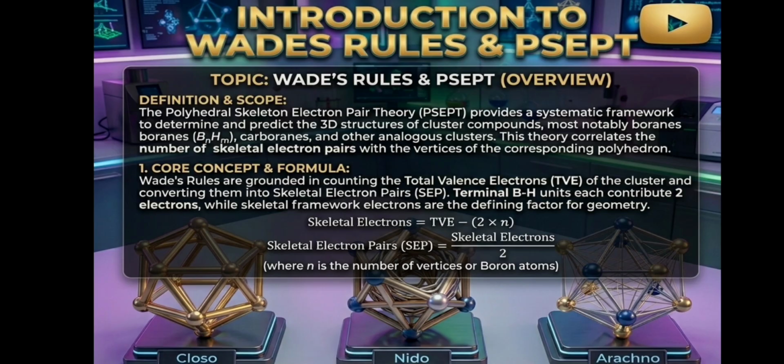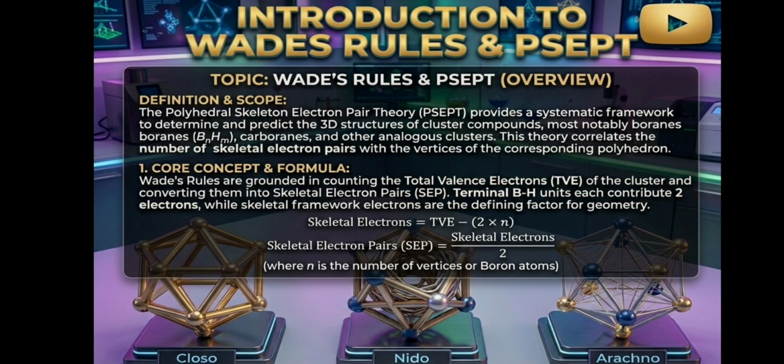First, let's define the theory. PSEPT, or Polyhedral Skeletal Electron Pair Theory, is a systematic framework. Its primary goal is to predict the 3D structures of cluster compounds, especially boranes and carboranes. The key takeaway here is that the theory creates a direct link between the number of skeletal electron pairs and the number of vertices in a molecular shape.